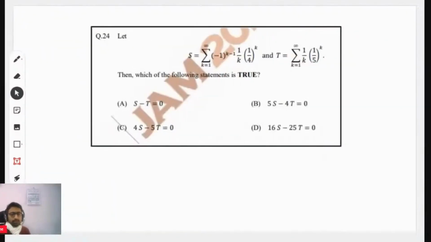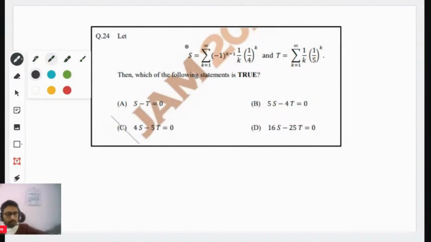So the first question, it's question number 24 of 2021, and in that question, it's asked: there are two series, S and T, defined as shown on the board, and it's asked about the relationship or the value of the series. If you observe, the series is of the form summation of (-1) to the power k, x to the power k by k. So it's summation x to the power k by k format.